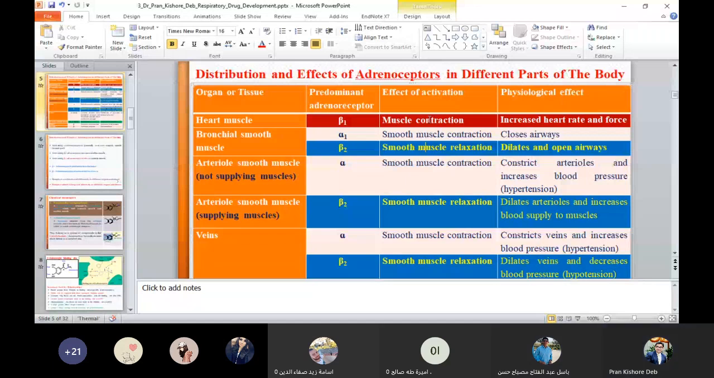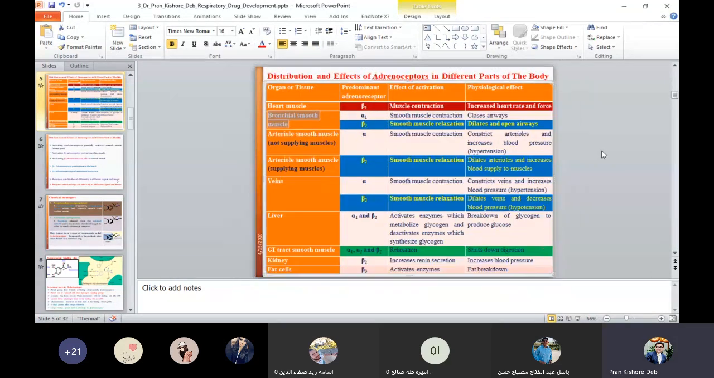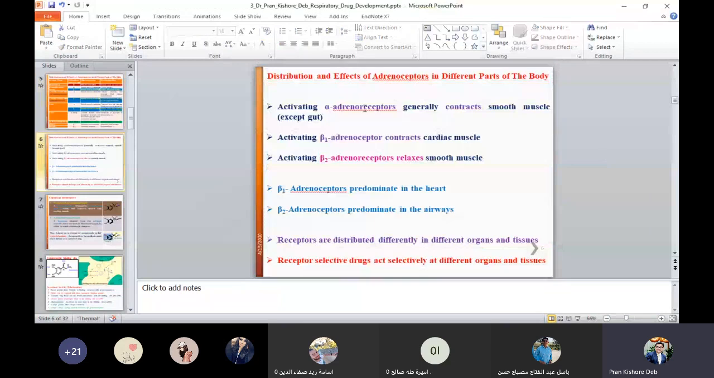Don't get confused, because in the next chapter we will be discussing the beta blockers. This chapter we will be discussing the development of beta 2 agonists, because we need a selective beta 2 agonist to cause the relaxation of smooth muscle of the bronchial airways, so that it can dilate and open the airways and help the asthmatic patient to breathe. We go to the next slide.